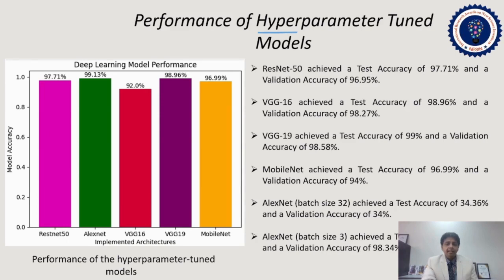Then AlexNet, according to the batch size, with batch size 32, achieved a test accuracy of 34.36% and a validation accuracy of 34%. Then AlexNet with batch size 3 achieved a test accuracy of 99.13% and a validation accuracy of 94.34%. So this is the performance of the hyperparameter tuned models.